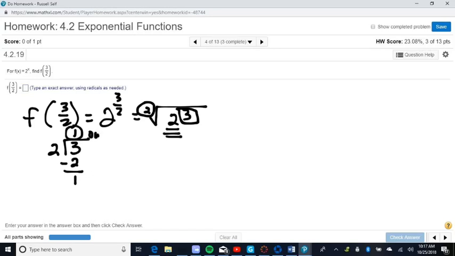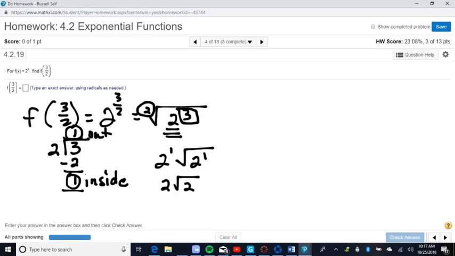So that tells you that, and remember the base was a 2. This is the exponent on the outside. This becomes the exponent on the inside. Right? So 2 to the first is outside, and 2 to the first is inside. Remember, those are the exponents. Top one on the outside, bottom one on the inside. And of course 2 to the first is just the same thing as 2.